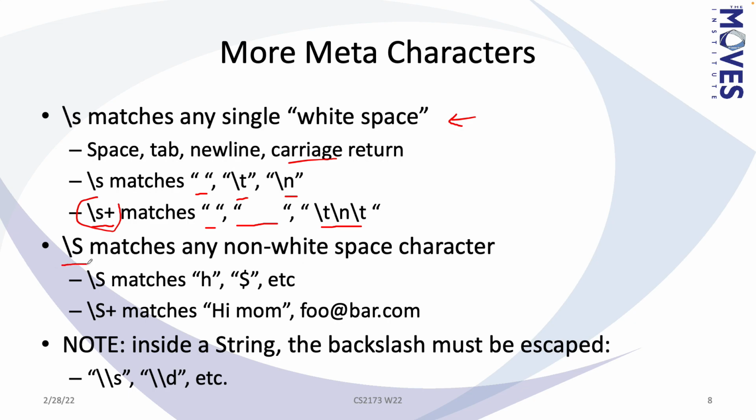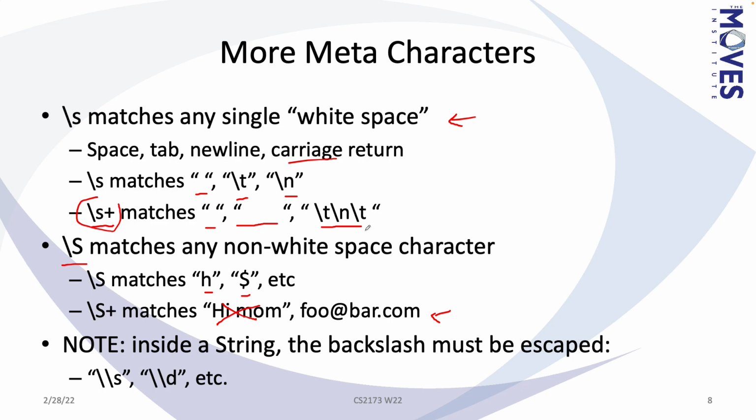Now again, by making it a capital, \S matches any non-white space character. So \S will match h or $, and just about anything that's not a space. And then if I put a plus on it, oops, this is incorrect. It will not match that, but it'll match this because this has no spaces in it. It won't match that because it has a space in it.